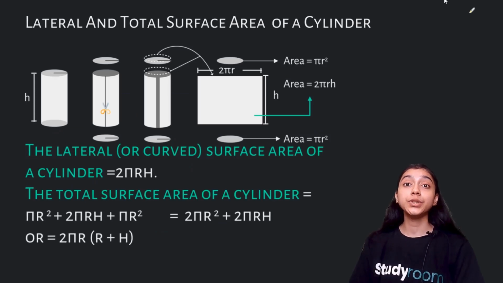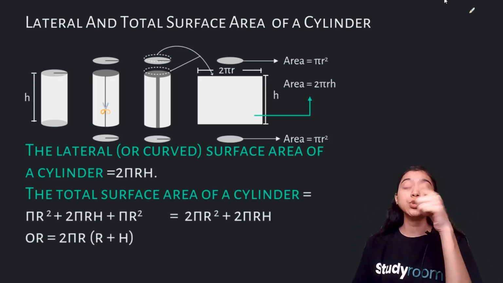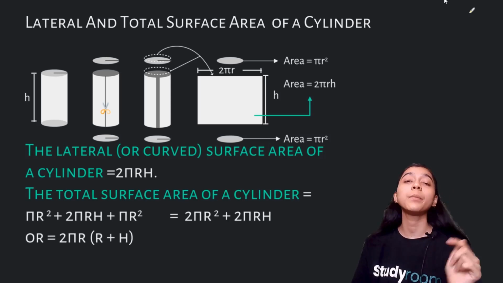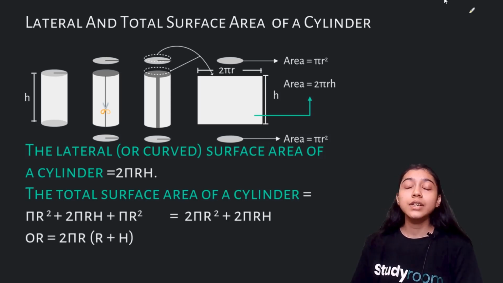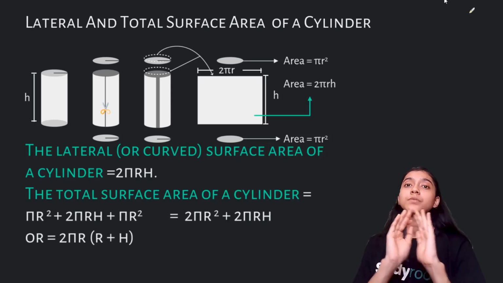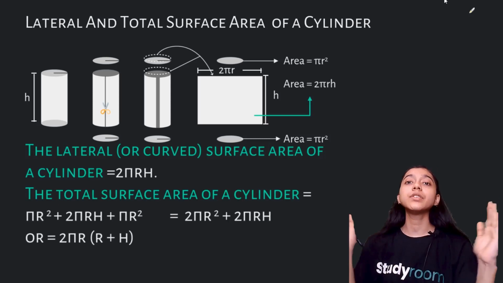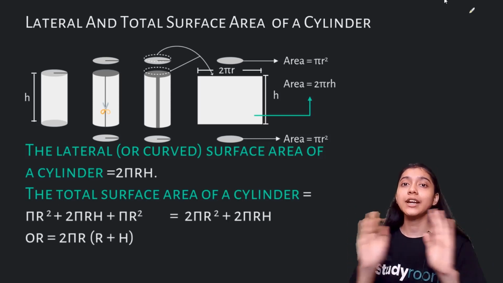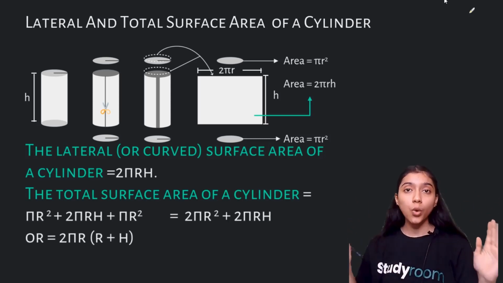Now I'll be teaching you the total surface area and the lateral surface area in a cylinder. So what happens in a cylinder? We have a curved face and then we have 2 circular faces, one at the top and one at the bottom. So the lateral surface area of the cylinder is nothing but the surface area of this curved face. Now let us cut this cylinder and open this lateral surface area. That means that this curved portion is cut from the middle and it is opened.